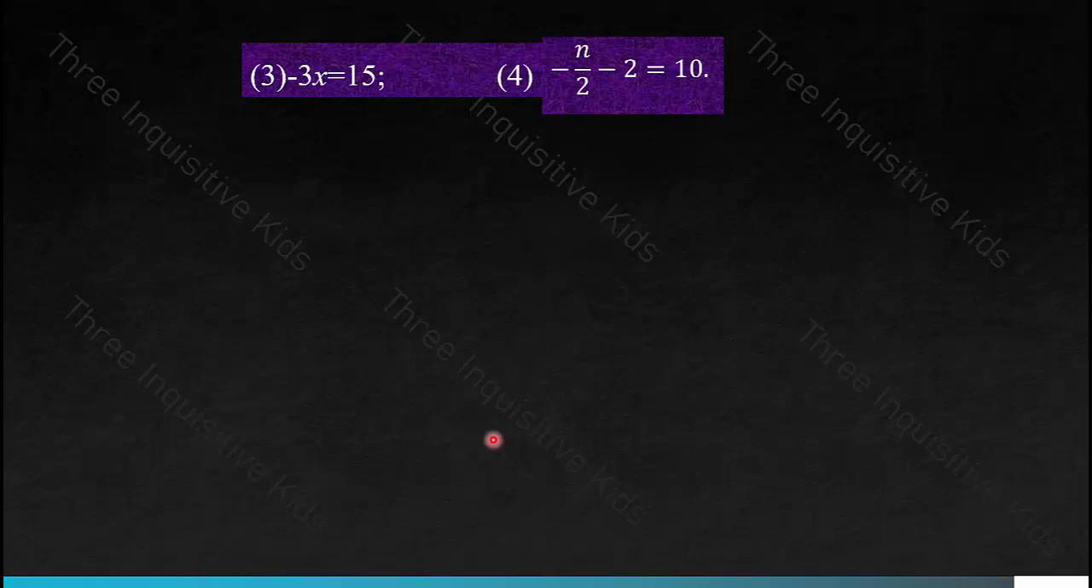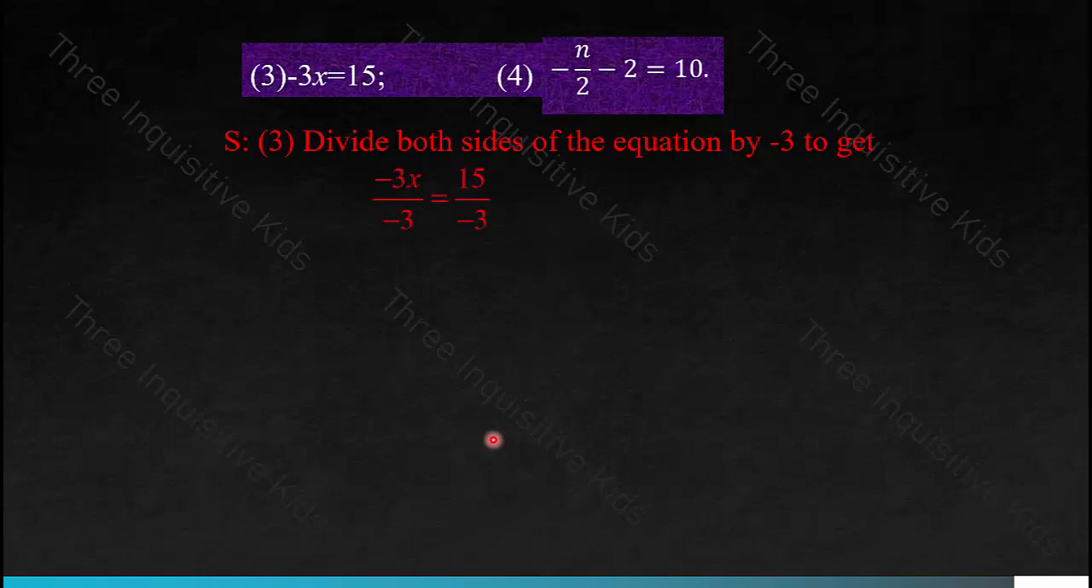Now there are 2 more expressions we would like you to solve. Pause the video again and do your best to solve them using the 2 properties of linear equations. Alright, so for number 3, you should get this. Divide both sides of the equation by negative 3. So we are dividing both sides by negative 3, and then we're canceling out the coefficient of x on the left side of the equation. Simplify, and we have x is equal to negative 5.